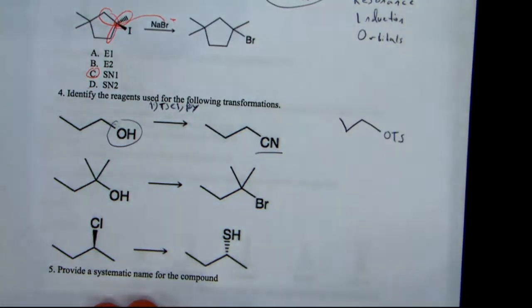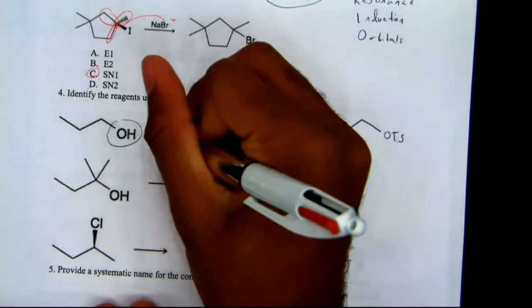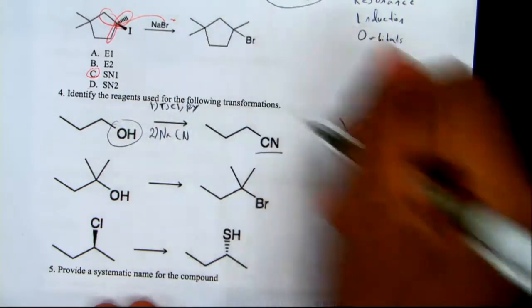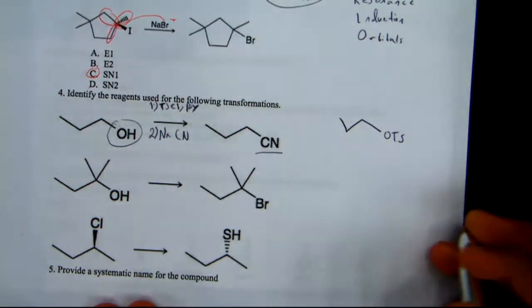OTs. Once you have that, you can attack it with any nucleophile you'd like, because it's able to freely leave. And the nucleophile that you would want to choose would be NaCN, and then it'll replace the OH.